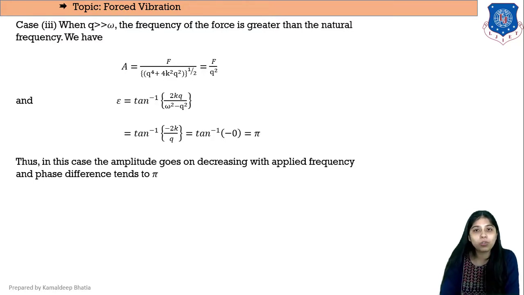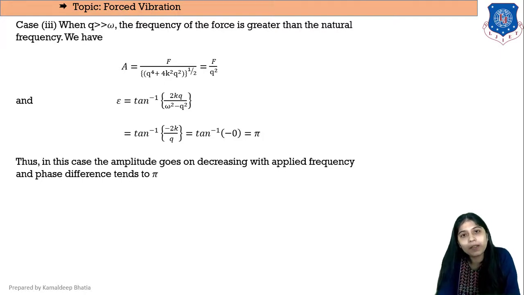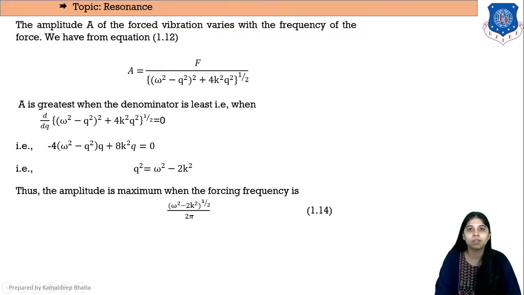Why? Because q is very much greater than omega. So here we are neglecting the term omega. So we are left with minus 2k upon q, which will give tan inverse approximately 0. Right, so we'll get it as pi. So in this case the amplitude goes on decreasing with applied frequency, and the phase difference tends to pi.